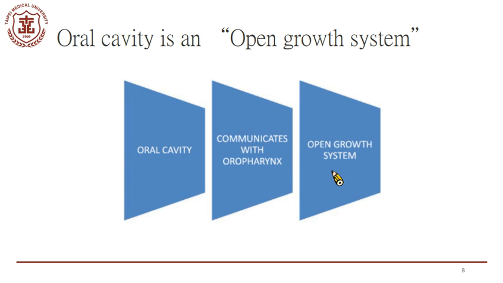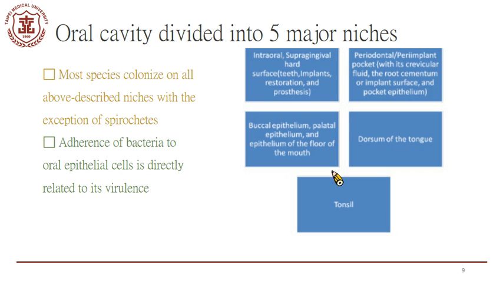We have different types of organs, soft tissue and hard tissue, so it's a beautiful place for bacteria to grow. We can divide it into 5 major niches. First, the intraoral supragingival hard surfaces, which are teeth and implants. Of course, nowadays we are also having more restorations and prostheses.